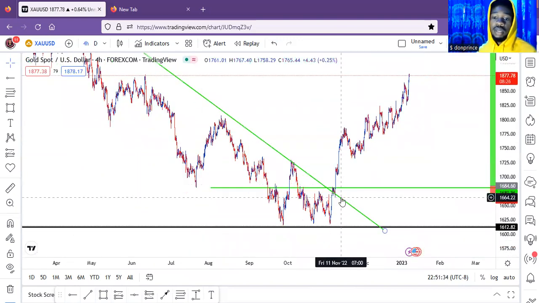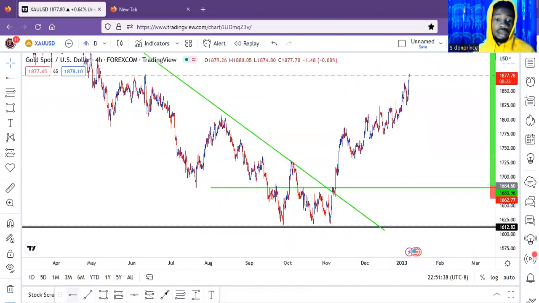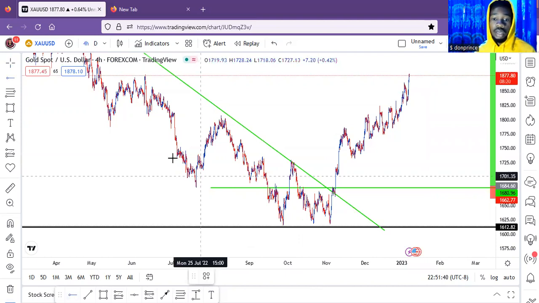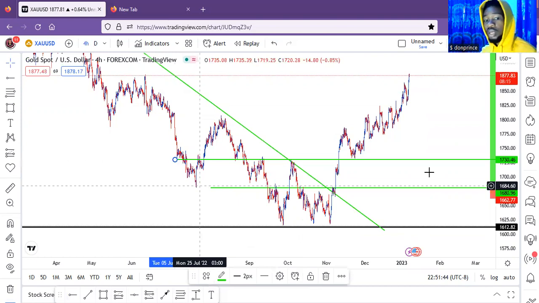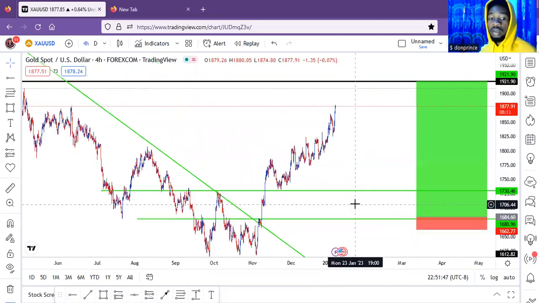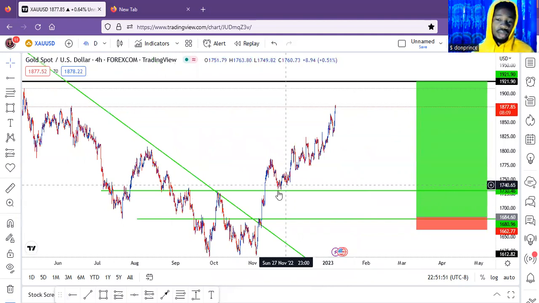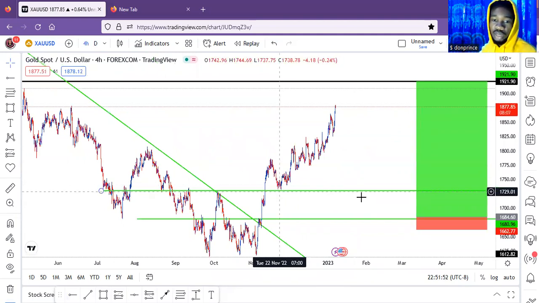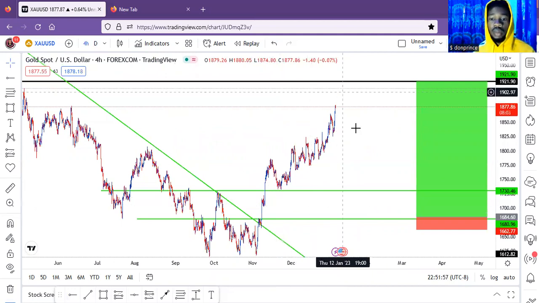So when this didn't happen, it formed a neckline around here, a neckline around here, right? Formed a neckline around here, but came back to retrace a little bit. The structure wasn't complete. It went up again.